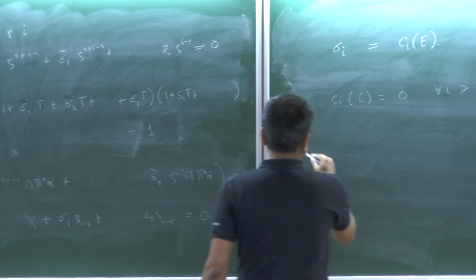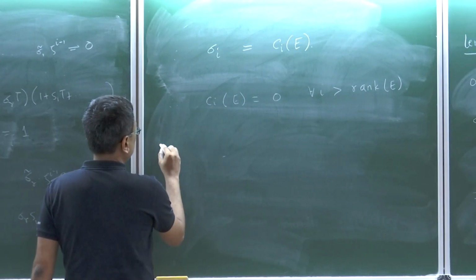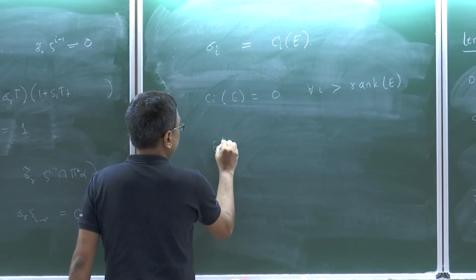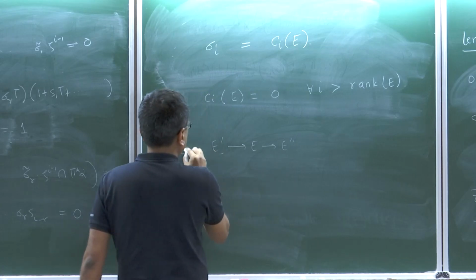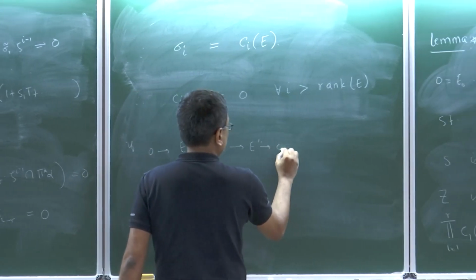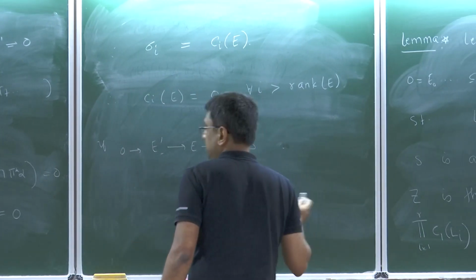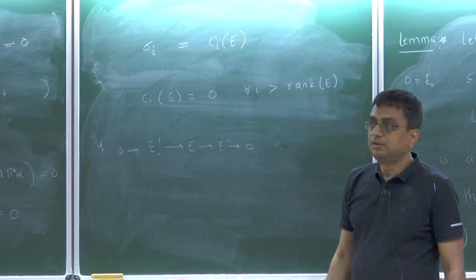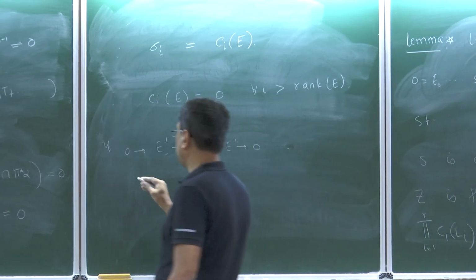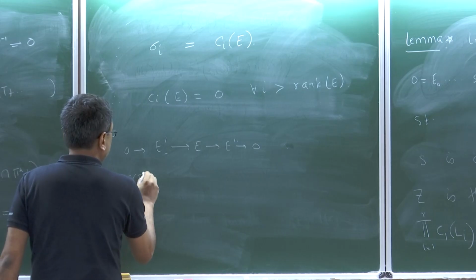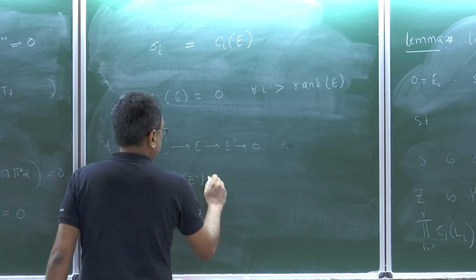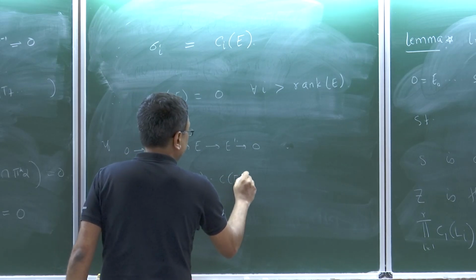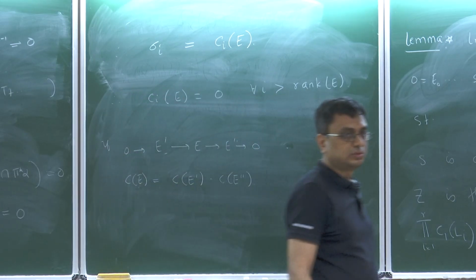So now let's prove Whitney sum. So now if E prime, E, E double prime is a short exact sequence, okay, then we want to show that C of E is equal to C of E prime dot C of E double prime. This is what we want to show, okay.